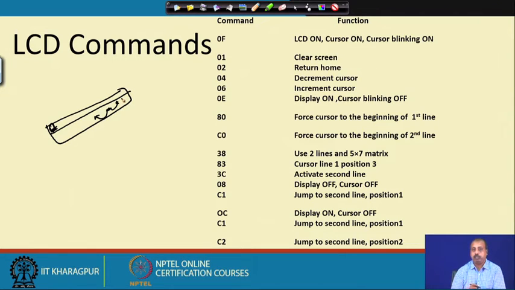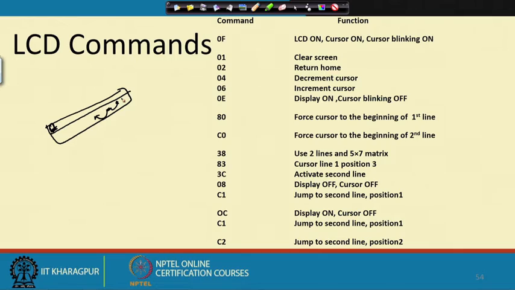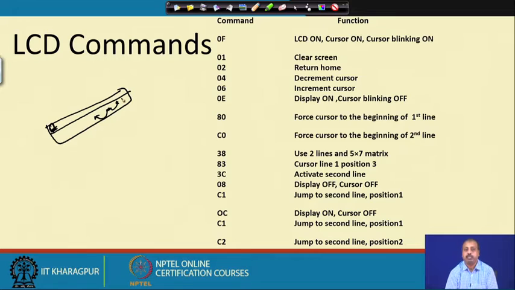So, if you are putting some pattern, you can use these increment cursor and decrement cursor commands for putting the cursor at a proper place, and then you put the data to be displayed, so that the pattern that you want to display will become visible. Then we have 0E for display on and cursor blinking off. Sometimes we do not want the cursor to blink, so it should remain a steady output. So, the cursor does not blink. That way the display is turned on, and cursor blinking is turned off.